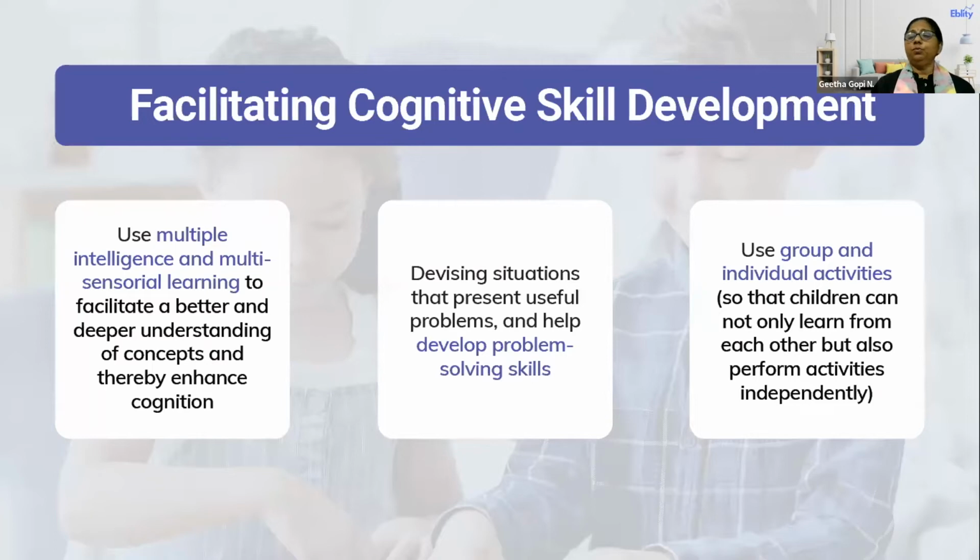Use different kinds of grouping, both group activities and individual activities, so that they can also think in isolation when they're doing individual activities, but also in group activities, they can learn from others' ideas and further improve their thinking or understanding of a topic and problem solving. So again, use a lot of these variety of student engagement activities, different kinds of grouping, different kinds of situations, multiple ways of presenting the material and arriving at solutions. All these together facilitate good cognitive skill development.